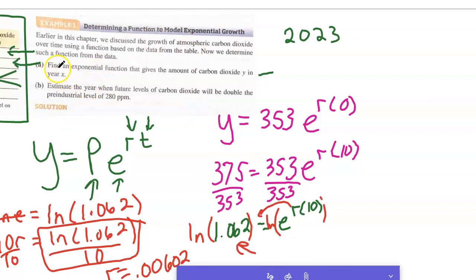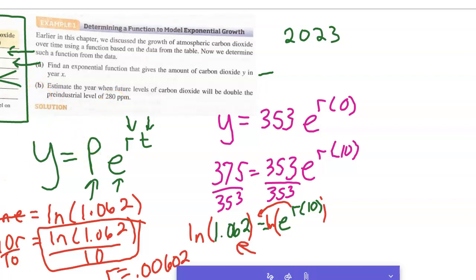Before I slide this off, we're going to come up with our function for y, and we're going to estimate the year when the level of carbon dioxide will be double the pre-industrial level of 280. In the early 1800s, pre-industrial revolution, our carbon dioxide was roughly 280 parts per million in the atmosphere. So we're going to calculate that times 2 with our formula here.